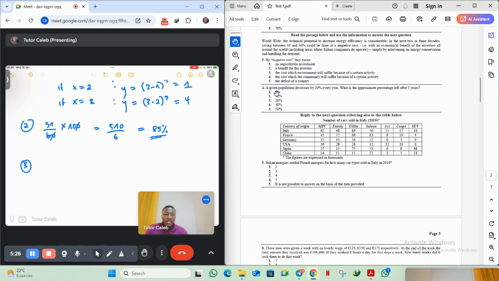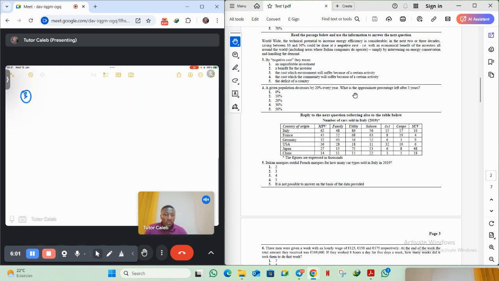Question 4 says that a given population decreases by 20% every year. What is the approximate percentage left after 5 years? Now, you will notice the key word here that will help us in order to solve this question is the word approximate. Because remember that in the Bocconi, you are not allowed to use calculators. And because you're not allowed to use calculators, you have to learn to manipulate numbers using only your head and the basic mathematical principles you have.